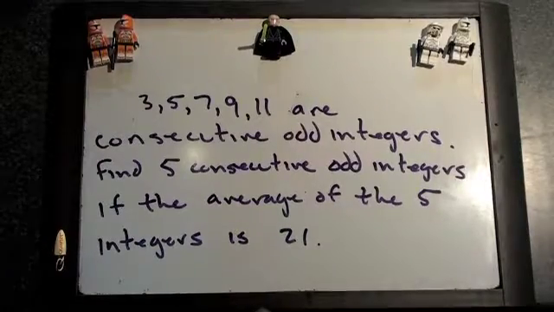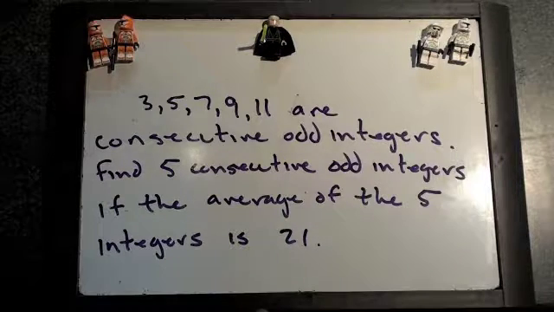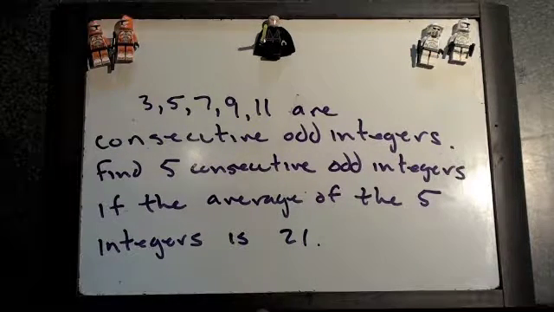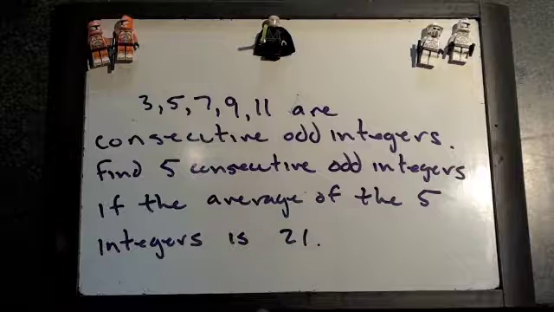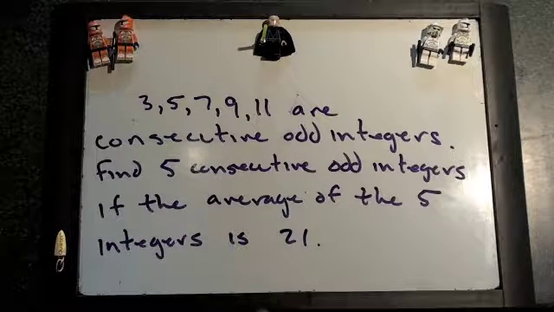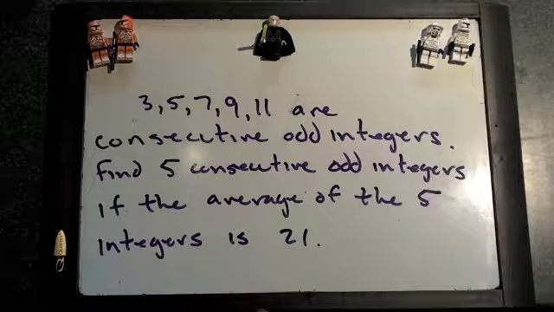Okay, here's the next practice problem. 3, 5, 7, 9, 11 are called consecutive odd integers. So integers are just the numbers you count with. Yeah, sort of like counting numbers. But you can start anywhere. So if we started with 23, what would be the next odd integer? 25.